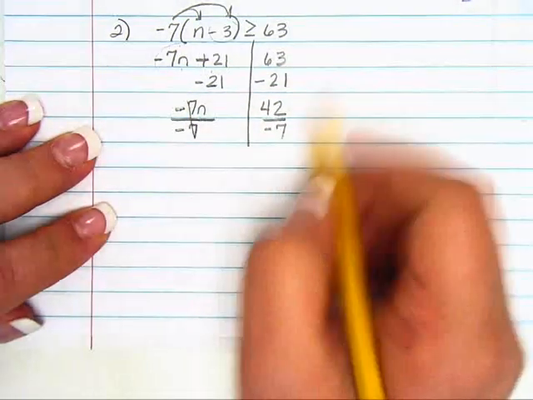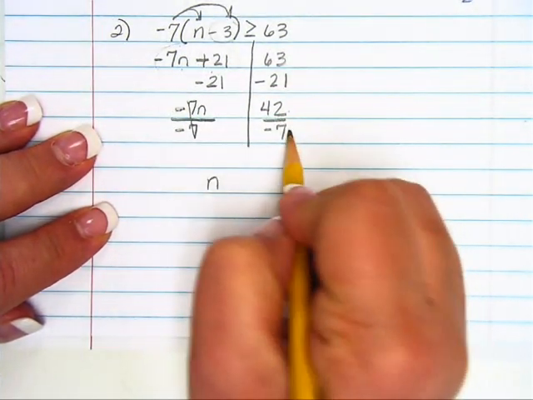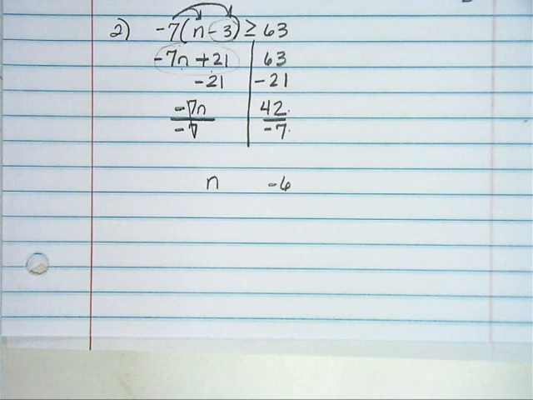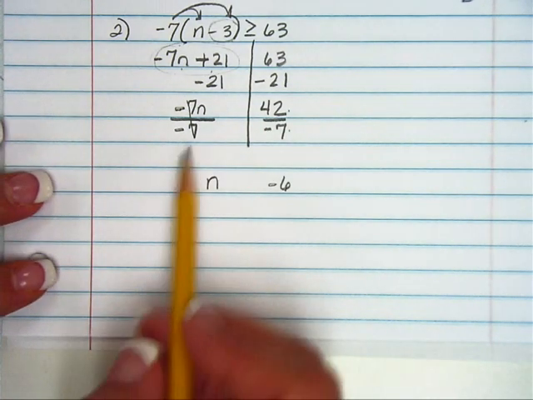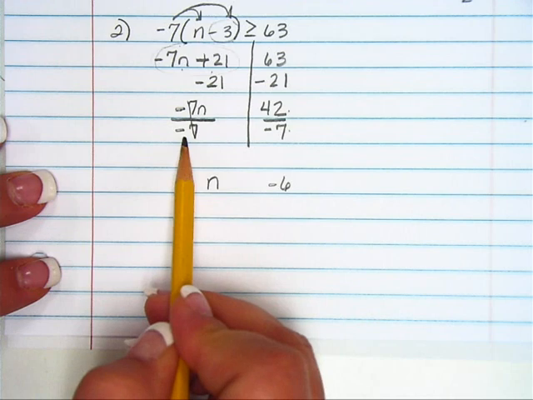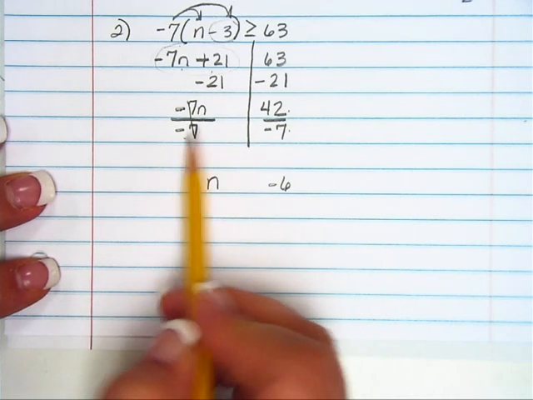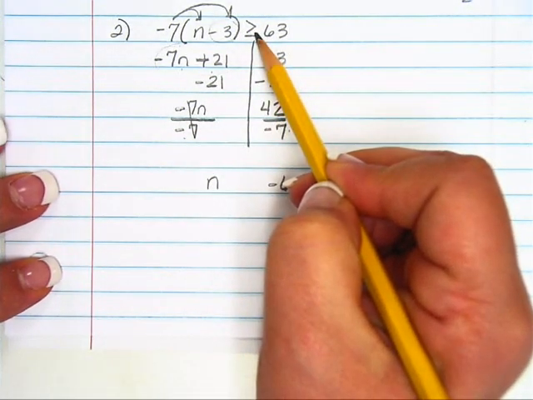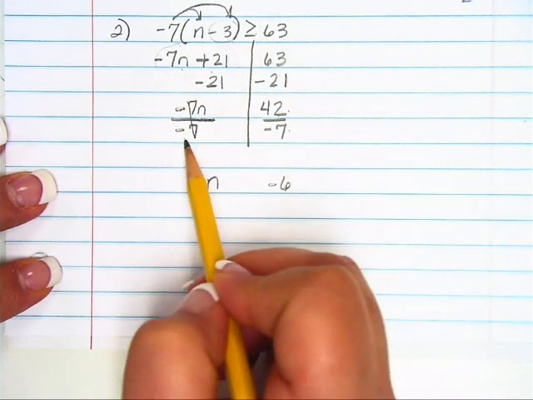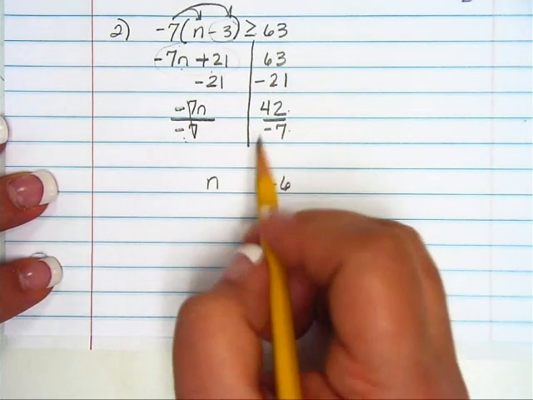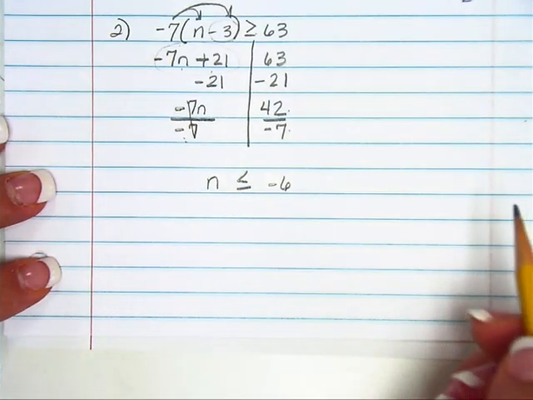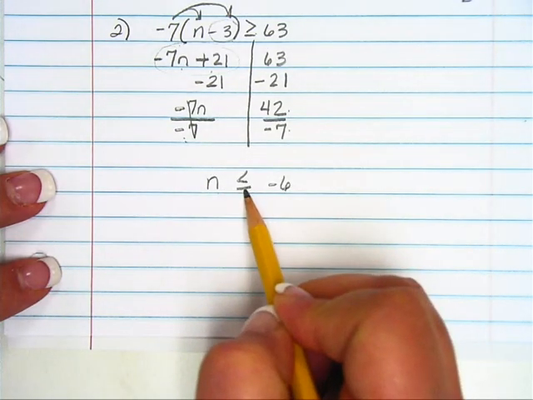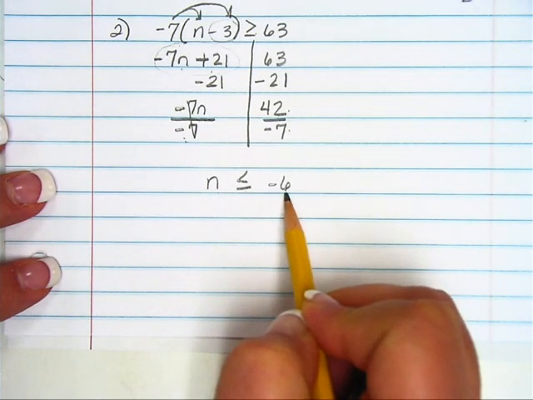Okay, cross those out. That leaves me n on this side, and on this side, it leaves me negative 6. Now, here's special situation number 1. The rule states that anytime you multiply or divide by a negative number in the final step of solving, you have to flip the inequality. So I'm going to look back up, realize I have divided by a negative number, and then simply flip my inequality symbol in the last step to give me the answer. So I have n is less than or equal to negative 6.